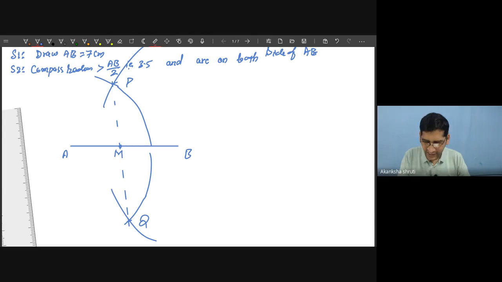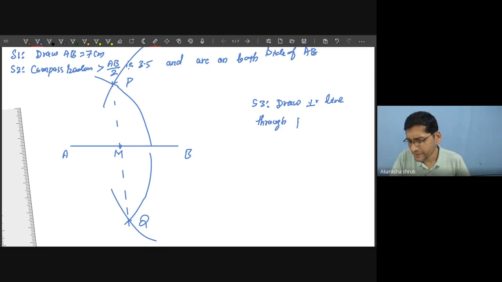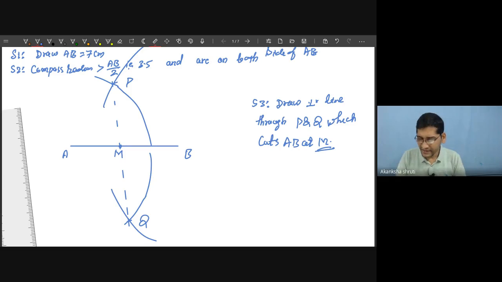So step number 3 is to draw an arc, draw a line PQ, the perpendicular line through P and Q, which cuts AB at M.